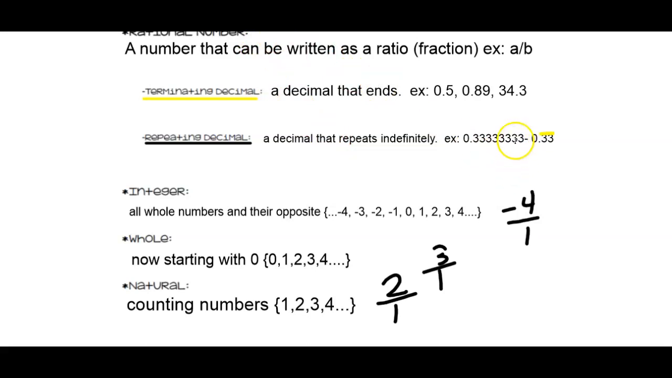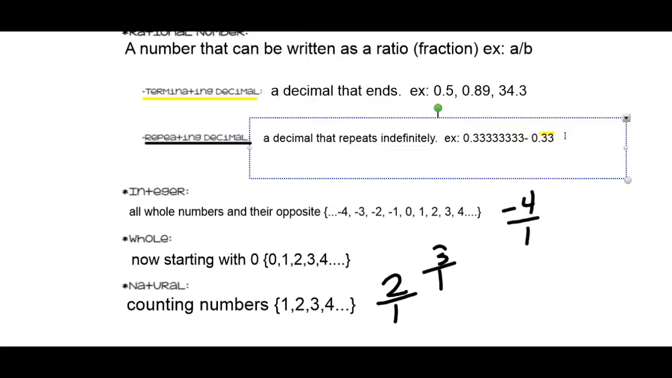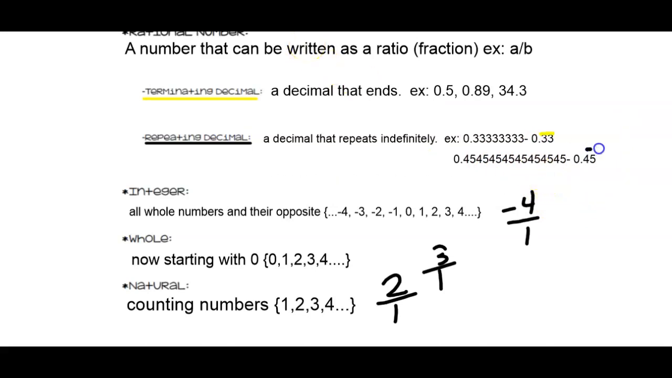If we have a new example, let's do one that looks a little different. How about 0.454545454545? So that 45, again, in your calculator, it's going to look like it goes on and on forever and ever. But you could shorten it and put 0.45 because it's both the 4 and the 5 that are repeating. And then you just put a little line over them.